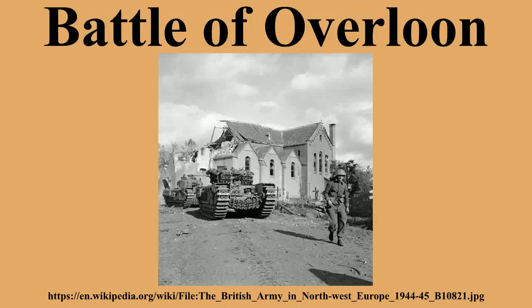The Battle of Overloon was a battle fought in the Second World War between Allied forces and the German army, which took place in and around the village of Overloon in the southeast of the Netherlands between the 30th of September and the 18th of October 1944. The battle, which resulted in an Allied victory, ensued after the Allies launched Operation Aintree.